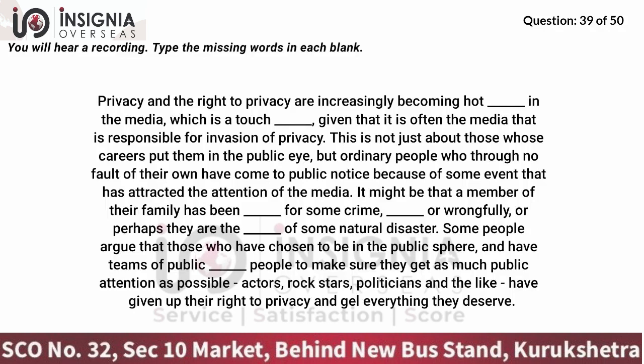Some people argue that those who have chosen to be in the public sphere and have teams of public relations people to make sure they get as much public attention as possible, actors, rock stars, politicians and the like, have given up their right to privacy and get everything they deserve.